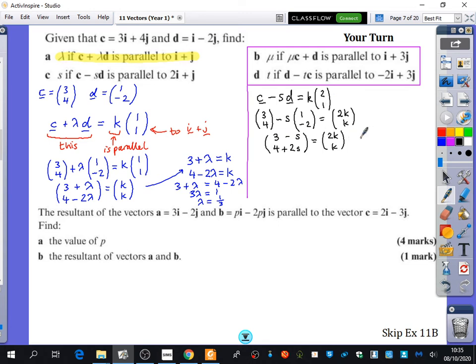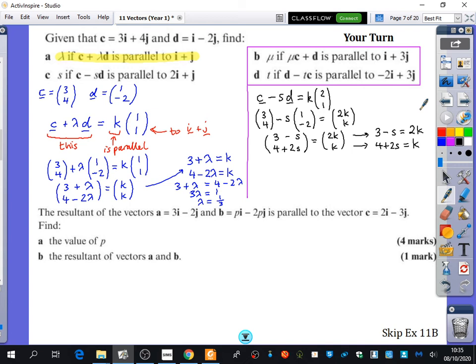So this tells me two things. It tells me from the top that 3 minus s is equal to 2k. And from the bottom part, from the j components, it tells me that 4 plus 2s must be equal to k. And then I've got simultaneous equations again. What should I do to solve these simultaneous equations? What technique? Just times the bottom by 2. And then make them equal to each other.